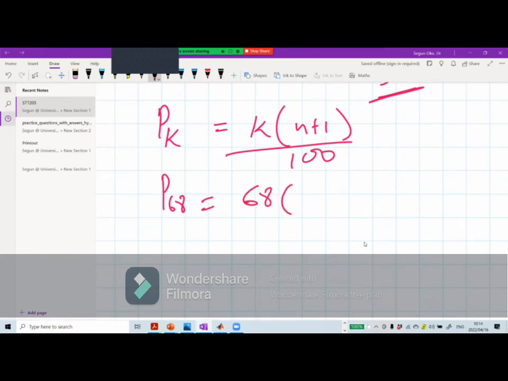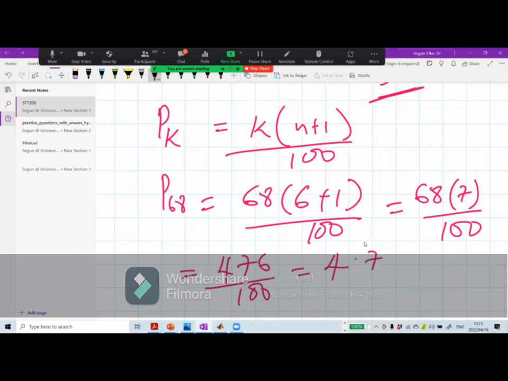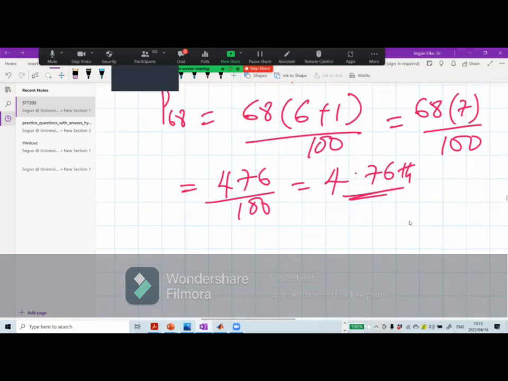So 68 in bracket, what is the number of total I have? The total data you were given is 6, plus 1. That is the formula, divided by 100. So what do you have? Meaning 68 multiplied by 7 divided by 100. Your 68 multiplied by 7 is what? 476 divided by 100. What do you have? 4.76. How many of us got 4.76? If you did not, this is not the final answer.